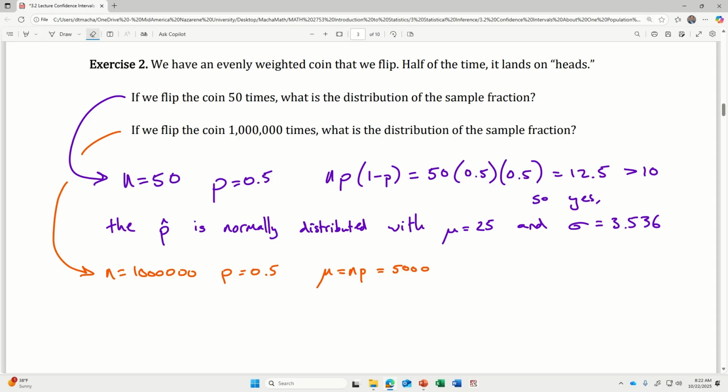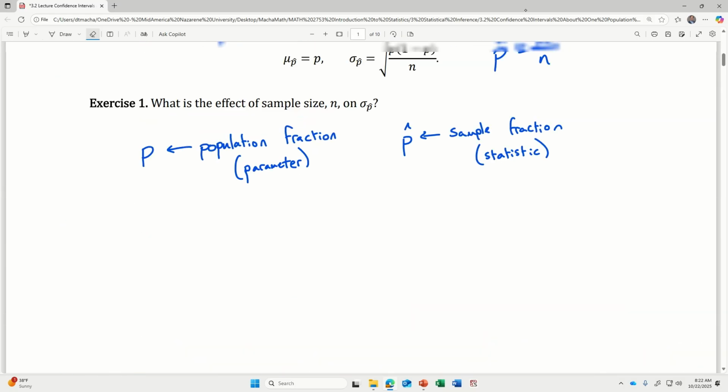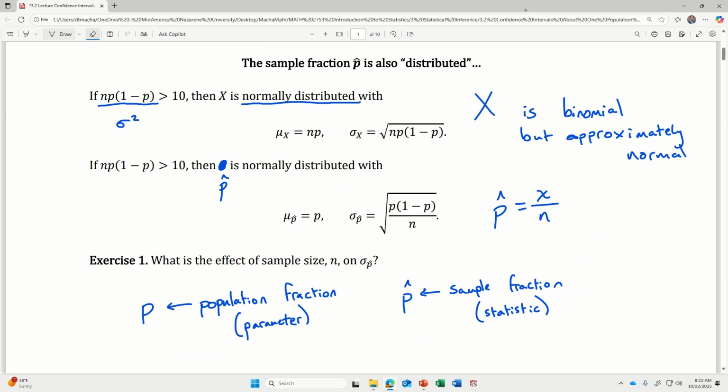But what the question is asking us about is really not the distribution of the number of heads that we get on the coin, it's the distribution of the sample fraction. So let me point out to you again my mistake here. And remember, if you see me make a mistake, you can point it out, let me know. But this is what I've been doing by accident here.